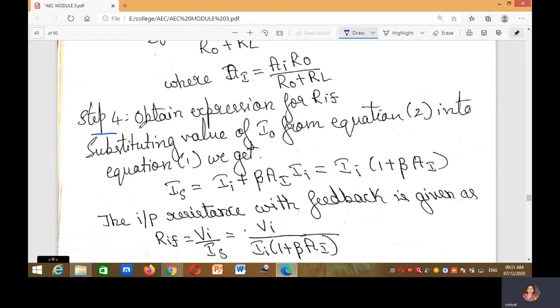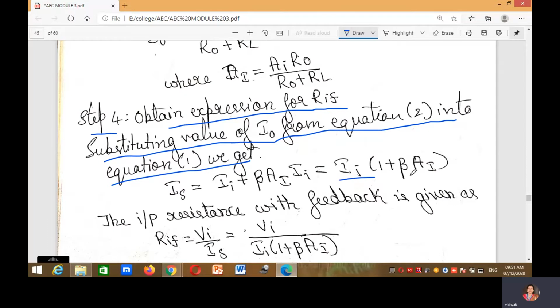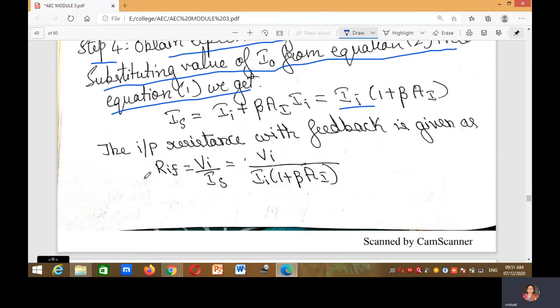Next, step 4: obtain the expression for RIF. Substituting the value of I naught from equation 2 into equation 1, we get IS is equal to II plus beta into AI into II. If we take out II common, then we get 1 plus beta into AI. The input resistance with feedback is given as RIF is equal to VI divided by IS. We know the value of IS is II times 1 plus beta into AI.